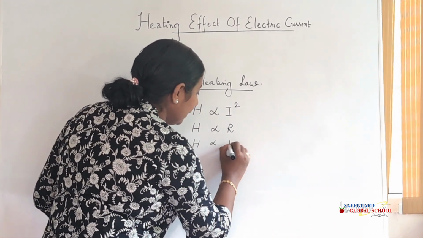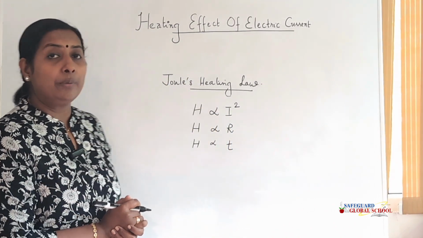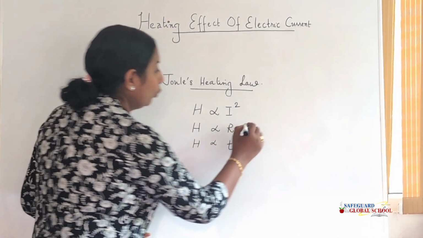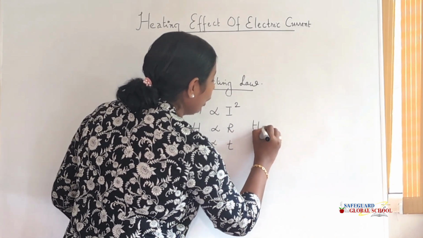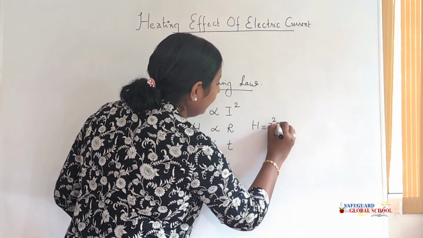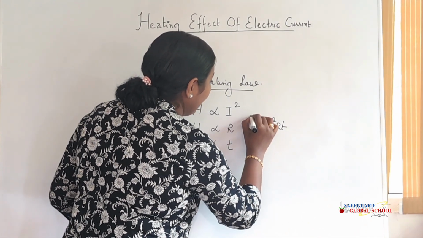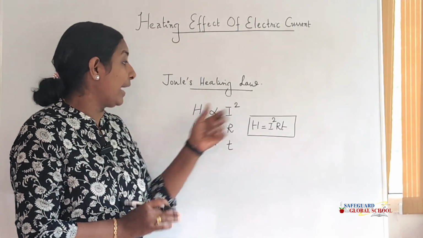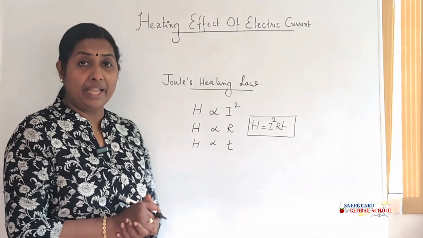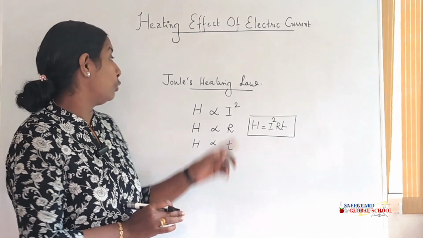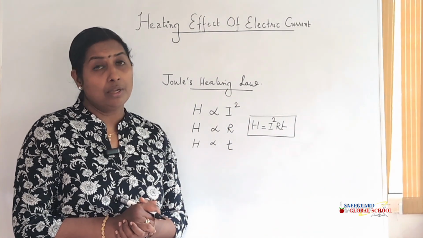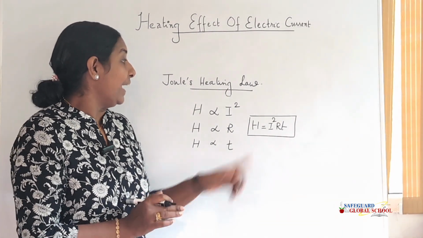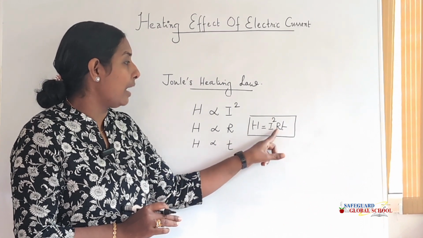So actually this was a law which is derived purely from experiment. So when we club it together, we can write Joule's heating law as I squared RT. Even though there is a theoretical explanation for this, Joule derived this on the basis of the experiment he has done. So what is the mathematical statement of Joule's heating law? It is H is equal to I squared RT.